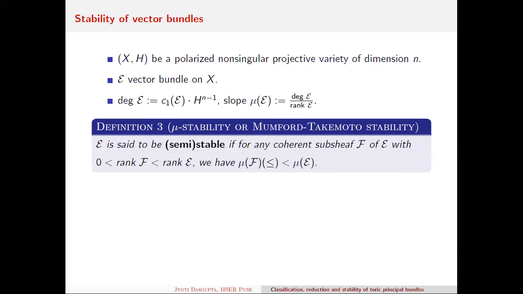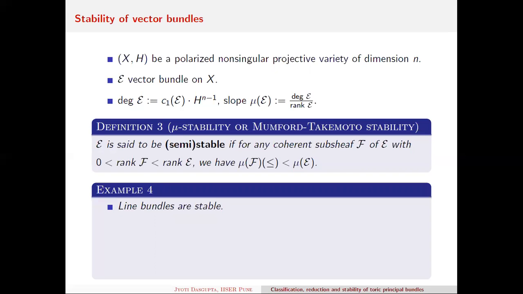So then one can talk about mu stability or Mumford-Takemoto stability of E. E is said to be semi-stable if for every coherent subsheaf F of E, such that rank of F is strictly in between 0 and rank of E, the slope of F is less than or equal to slope of E, and it is stable if this inequality is strict. So examples of stable bundles are line bundles.